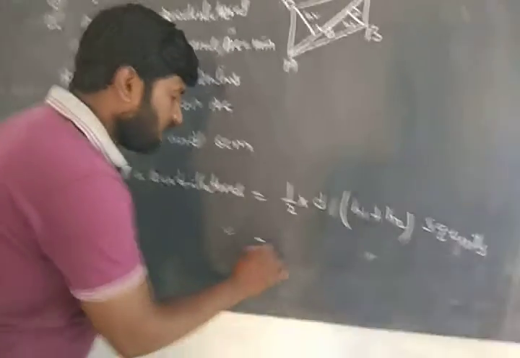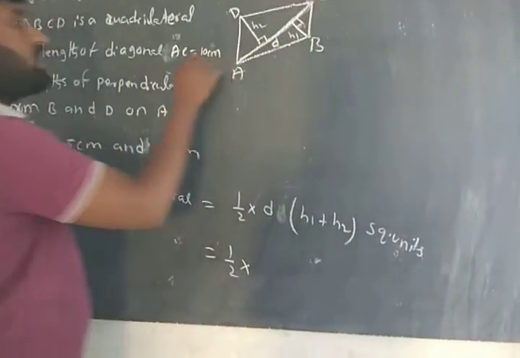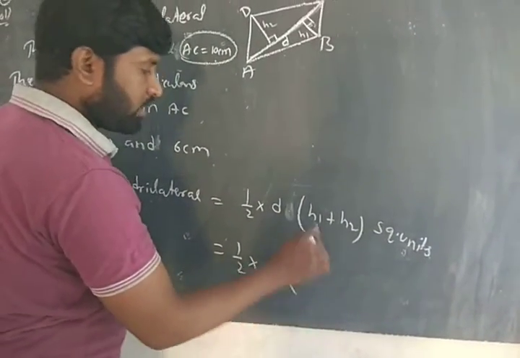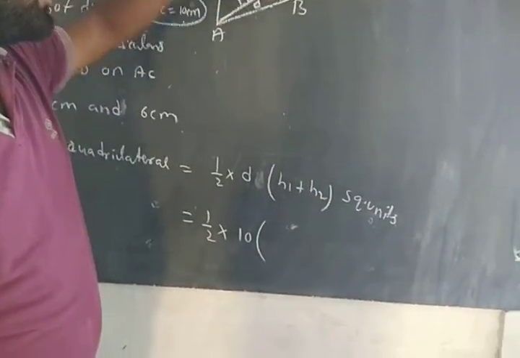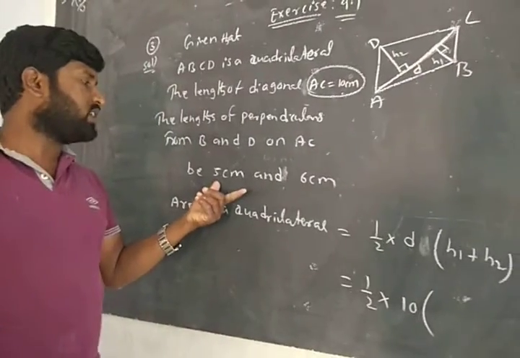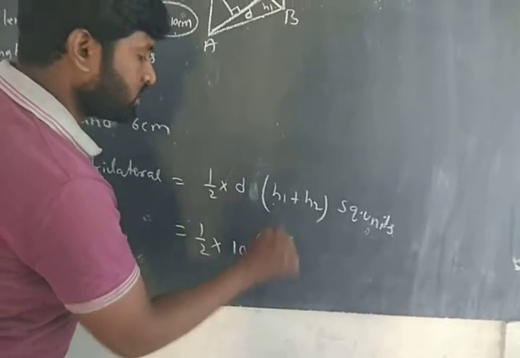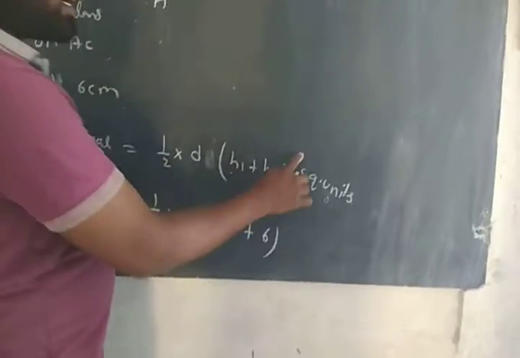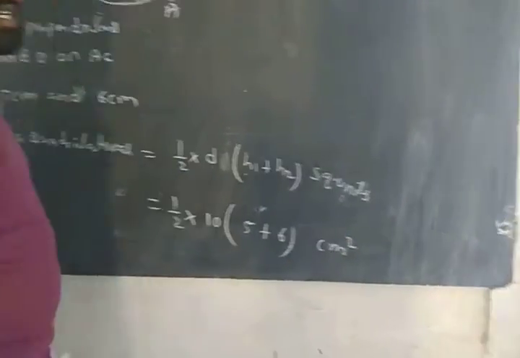Now half into the length of the diagonal. The length of the diagonal is given as 10 centimeters. So I am writing 10 into h1 plus h2, where h1 is 5 centimeters and h2 is 6 centimeters. Area is always in square units. The given units are centimeters, that's why square centimeters.